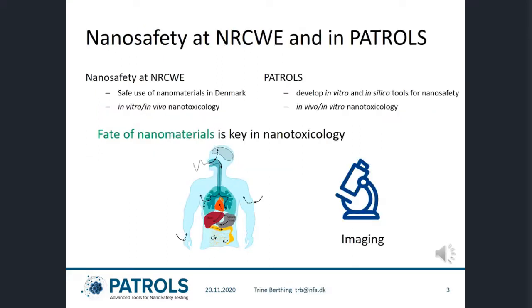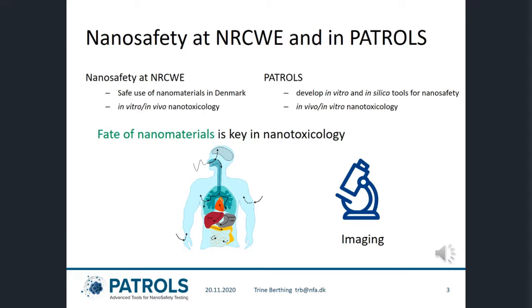At the National Research Center for the Working Environment, we have for many years had a vision within nanosafety, which is to ensure the safe use of nanomaterials in Denmark. For that we use in vitro and in vivo toxicology. We are also involved in the EU project PATROLS, and the aim of PATROLS is to develop in vitro and in silico tools for nanosafety.